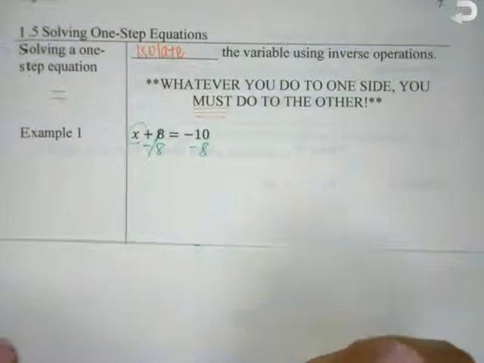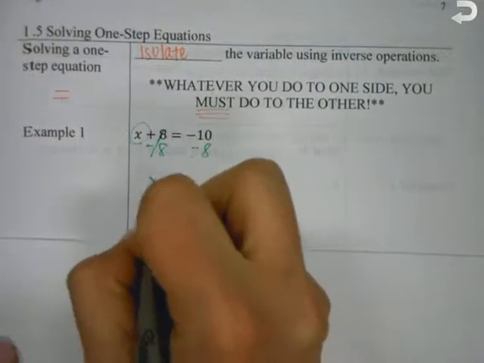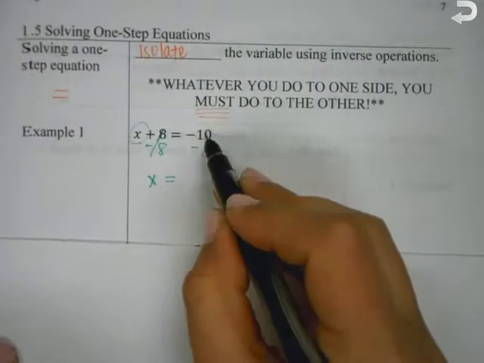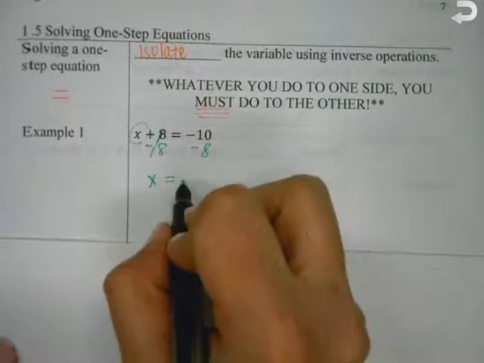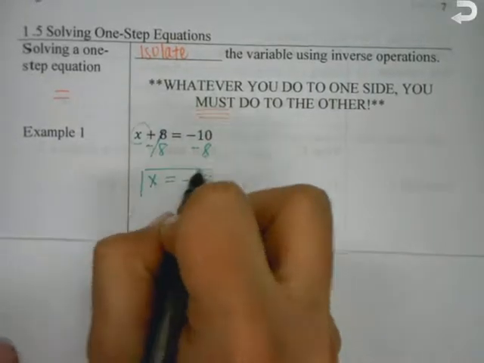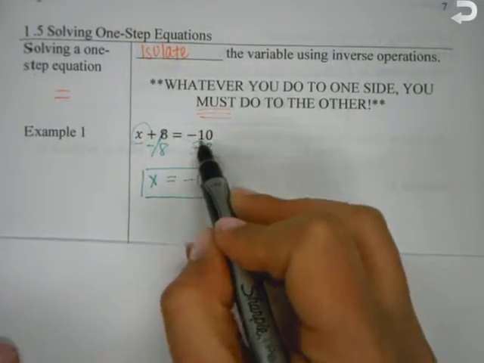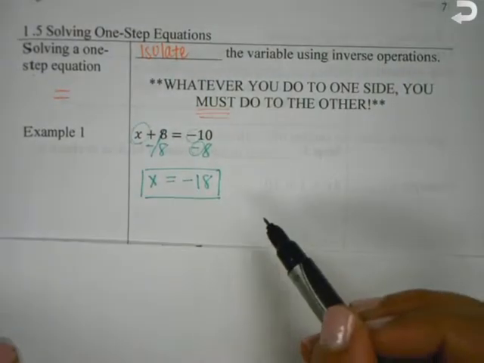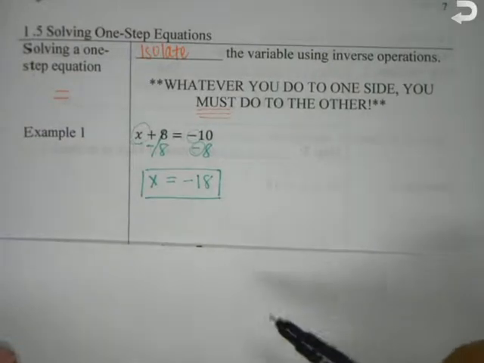So what's left on the left-hand side? X equals negative 10 minus 8. Negative 18. Both of the signs are negative, so we add the numbers together and we keep the sign. So negative 18. How would I check my answer?